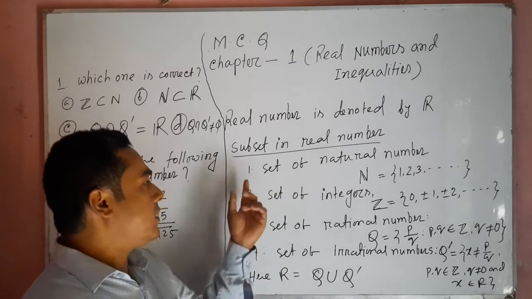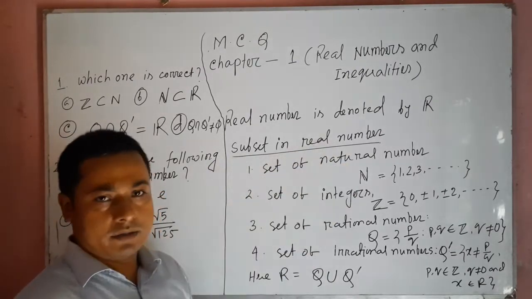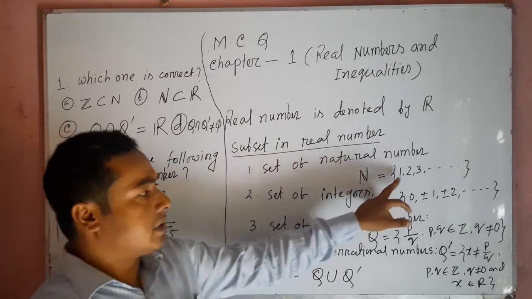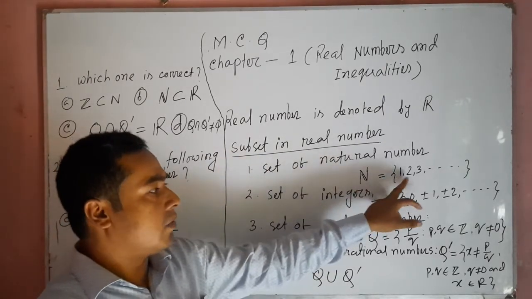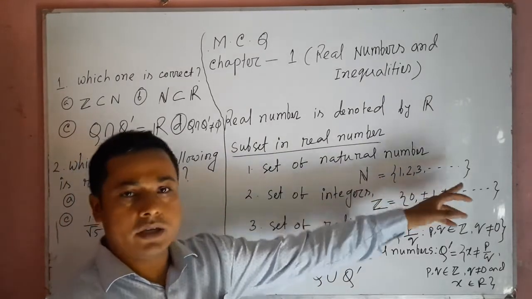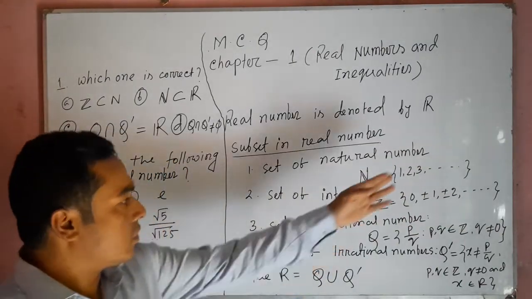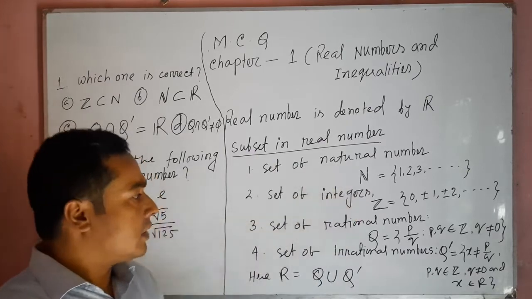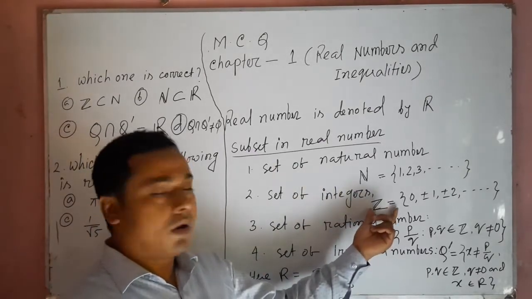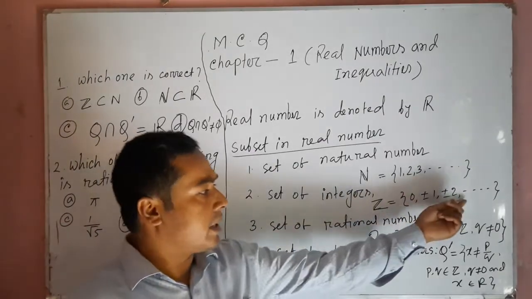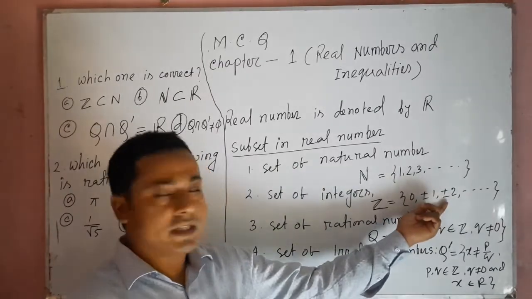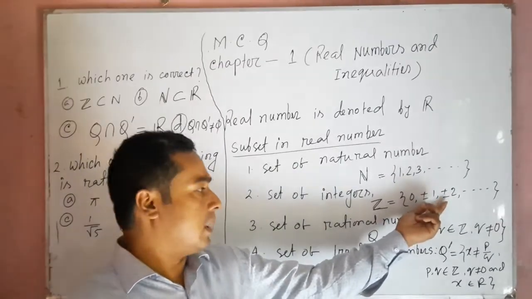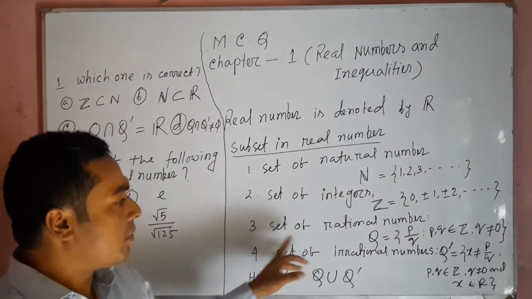Okay. First one is the set of natural numbers. The non-negative integers are called the set of natural numbers, like 1, 2, 3, and this goes to infinity. Set of integers: the whole numbers with 0 are called the set of integers. They may be positive or negative whole numbers. Okay. Set of rational numbers.